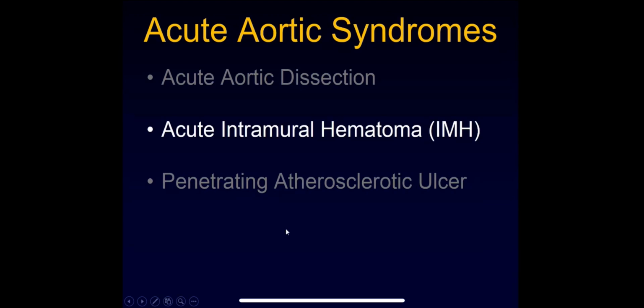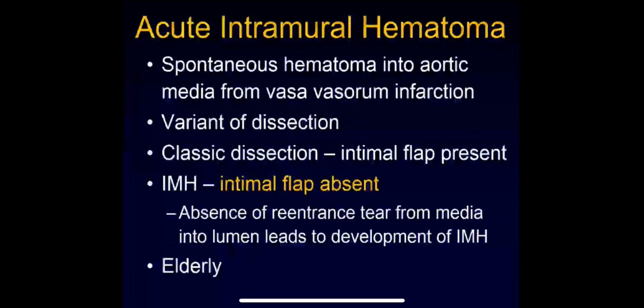Moving on to the second entity, which is acute intramural hematoma. Basically, what happens is that there is a spontaneous hematoma into the aortic media from vasa-vasorum infarction. This is a variant of dissection, also called atypical aortic dissection. An intimal flap is absent, and there is absence of a re-entrance tear from the media into the lumen, which leads to the development of an acute intramural hematoma.